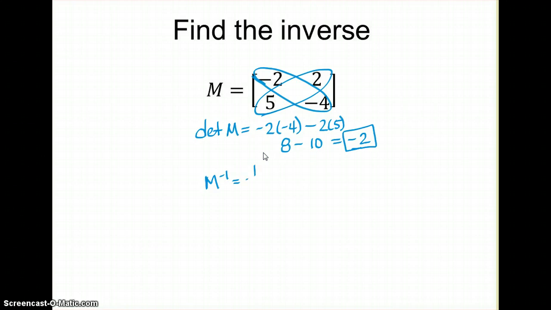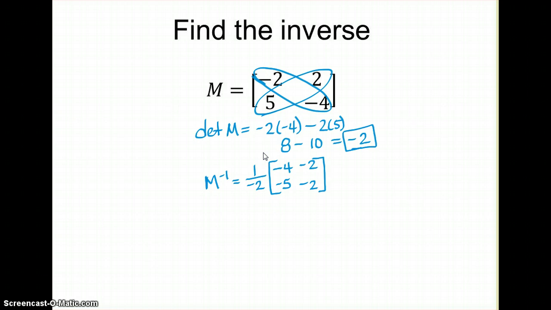Now, according to my formula, if I want to find the inverse of M, I need to take 1 over my determinant. So that's going to be -1/2, and I'm going to multiply that by my matrix. I got to move my terms around. So A and D swap places, so it's going to be -4 and -2 like this. And then B and C don't move, but they change signs. So that becomes -2 and that becomes -5.